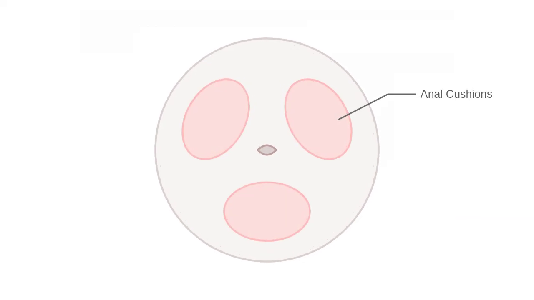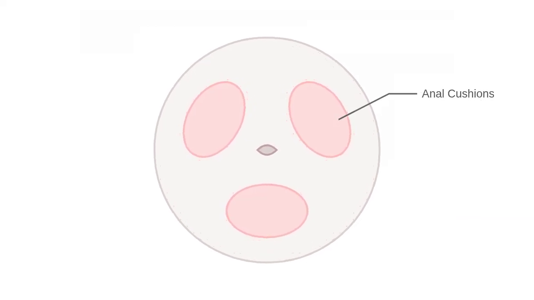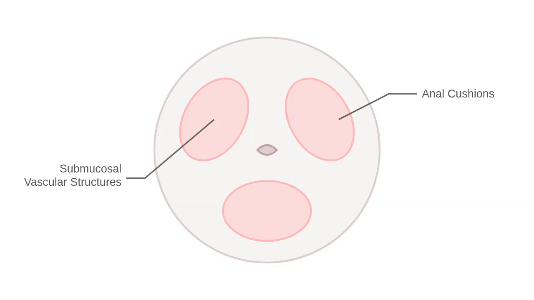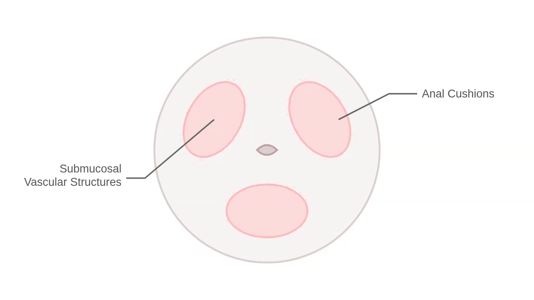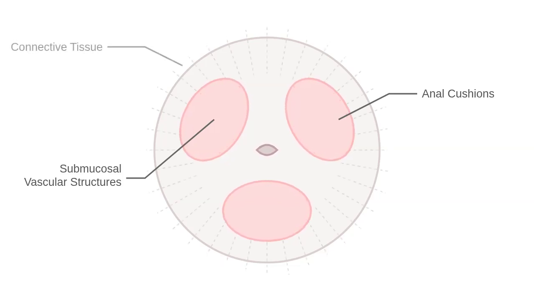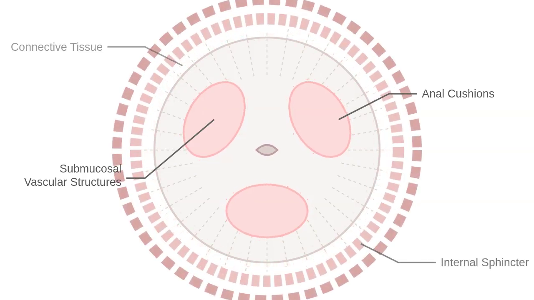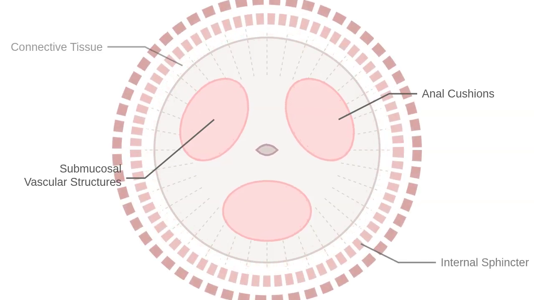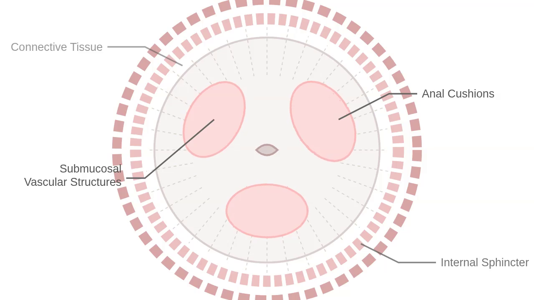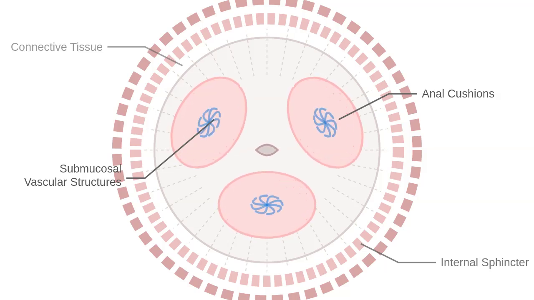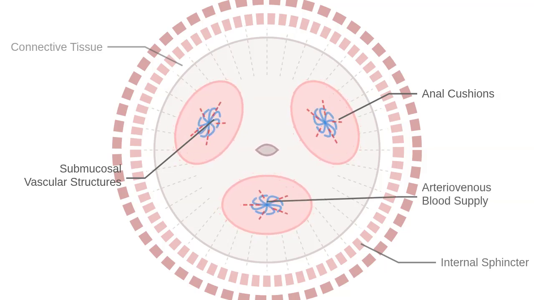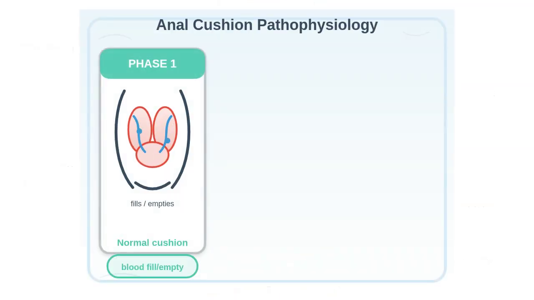Anal cushions maintain fine continence and are submucosal vascular structures suspended in the canal by a connective tissue framework derived from the internal anal sphincter and longitudinal muscle. Within each of the three cushions is a venous plexus fed by an arteriovenous blood supply. Veins in these cushions fill with blood when sphincters relax and empty when they contract.